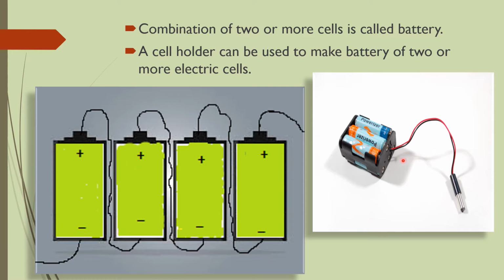Now in many places in our daily work we use cell holders. With these cell holders, we can hold the cells, we can add the cells in that to make a battery of two or more electric cells. You might have seen this in a remote also. Two or more cells are there, as a cell holder is there, in a torch you can see that. So these are used in these places.